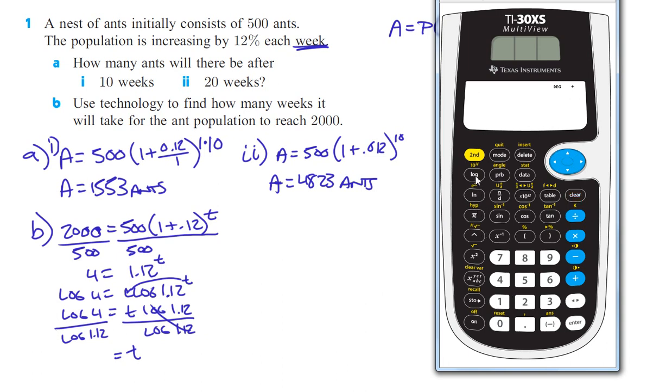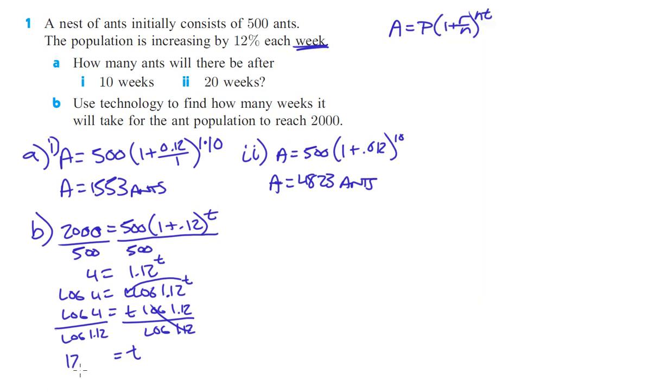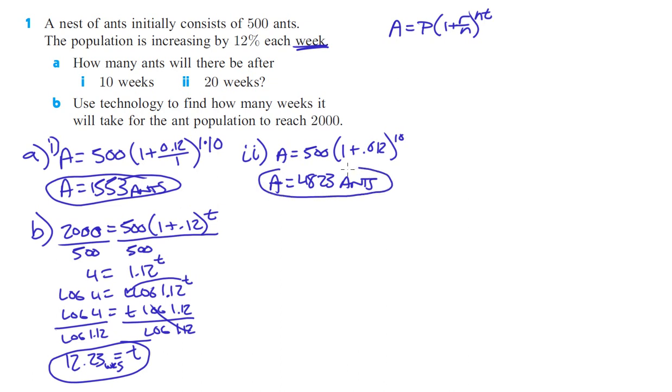So make sure you actually hit log of 4, because a lot of people want to say, oh, the logs cancel out. Yeah, remember, log's a function of some sort. So anyway, take log of 4 divided by log of 1.12, and we get 12.23 is the time. So it's 12.23 weeks is how long it should take to reach 2,000 ants. Or at least about something like that.